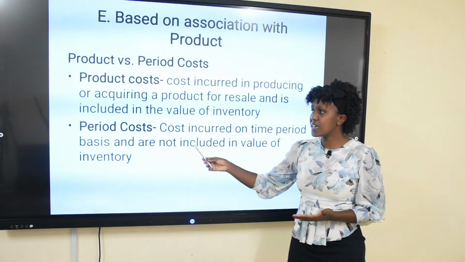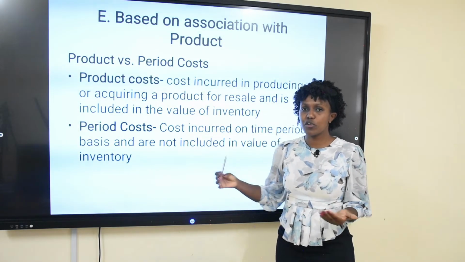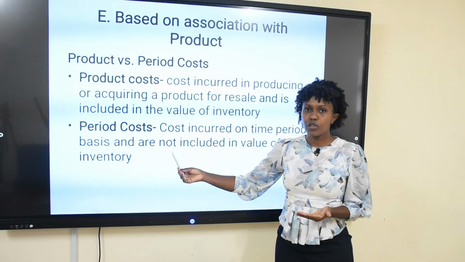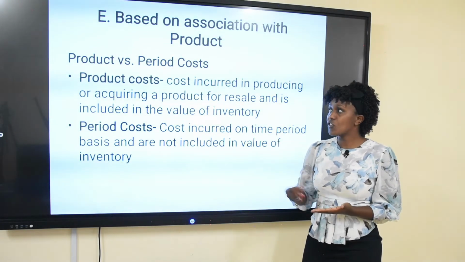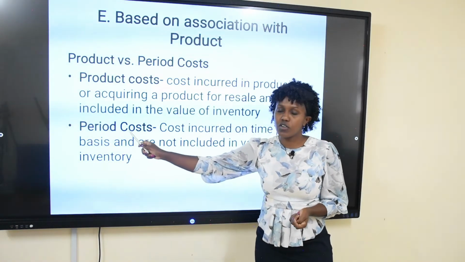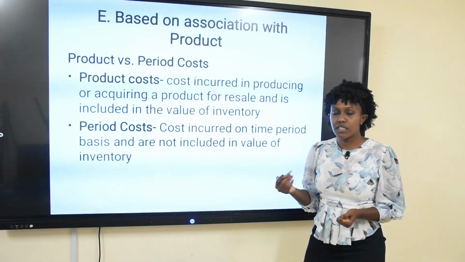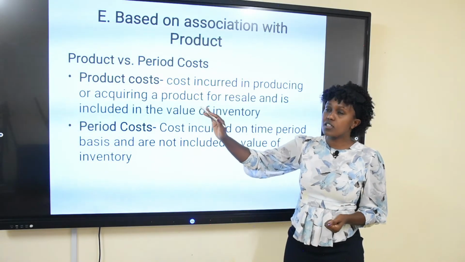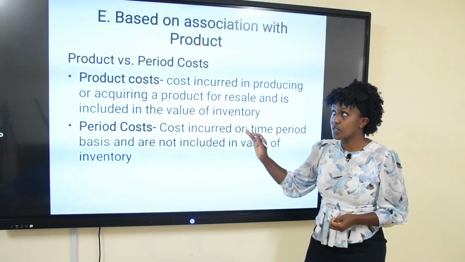So, for example, rent is incurred not because you are producing, but due to passage of time. So simply, rent is not a product cost, but rent is a period cost. It is incurred because of passage of time. And that is the distinction between a product cost and a period cost.